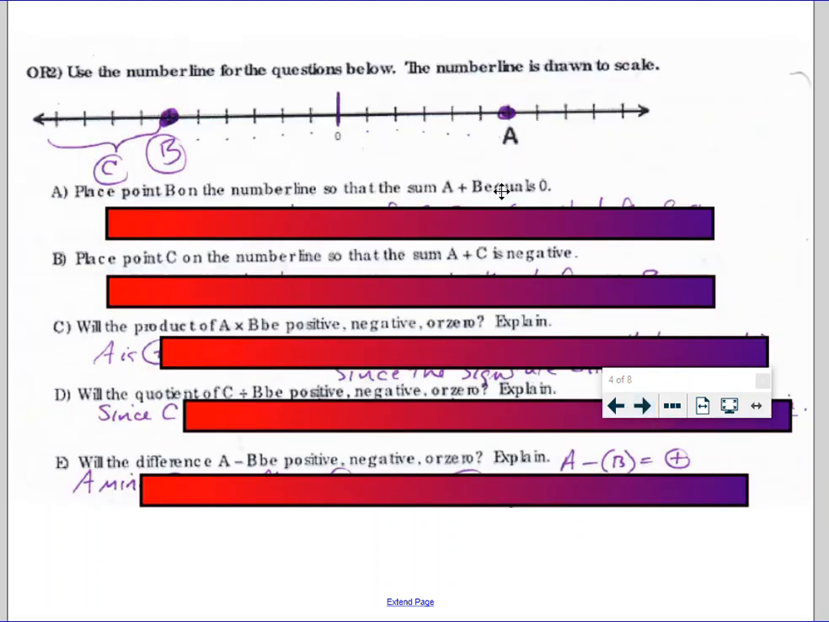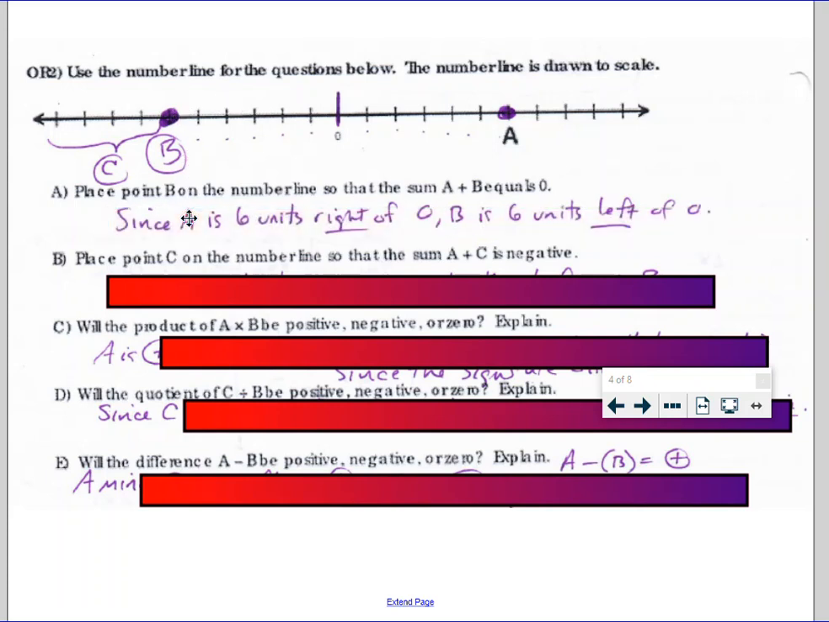You had to use this number line, and we know that it wasn't in great shape, but you were good to just understand it and read it and take your time with it. You had to first of all place B on the number line so that A plus B would equal 0. Well, we know that a number plus its opposite will be 0. So if A was 6 units to the right, then B should be 6 units to the left. So that's how we figured out where B was.